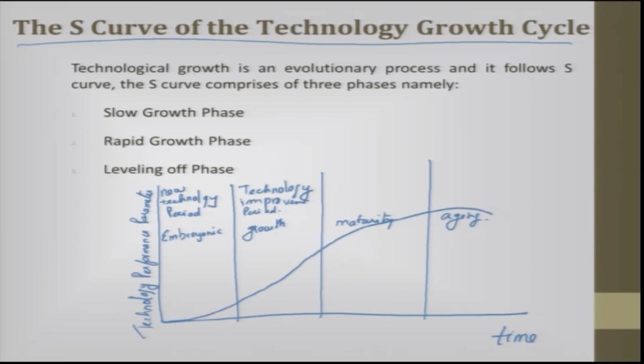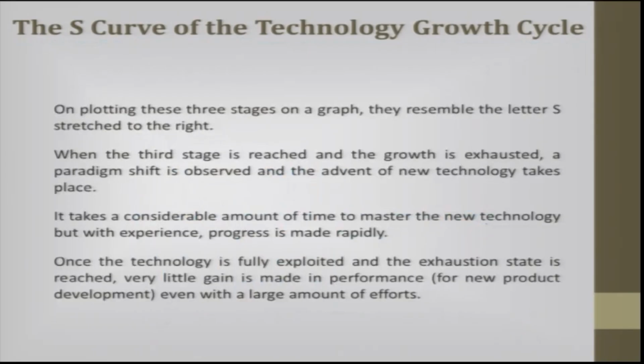So, this curve people say it is an S curve because it looks something like an S. So, technology curve is an evolutionary process and it follows a S curve. The S comprises of 3 stages, but here I have given 4 stages. One is slow growth phase, rapid growth phase, and leveling of the phase. So, generally what happens, embryonic, growth, maturity, and aging. So, all these things come into existence. So, on this plot of 3 stages, here I have given 4 stages, but generally maturity will be the 3rd stage and we stop.